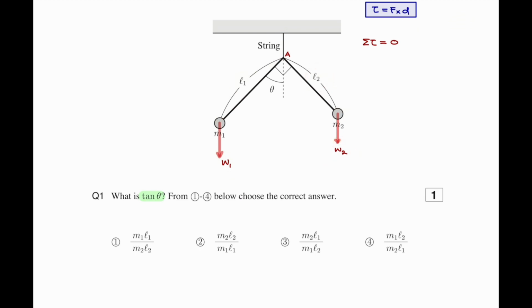So I will resolve W1. If I assume the rod here has an axis, this is the other axis. Our axes must be perpendicular to each other. So these two axes are perpendicular to each other. If I resolve W1, I will obtain this one and this one. The one that is perpendicular to L1 is this component. So I will focus on finding this component. I need this one.